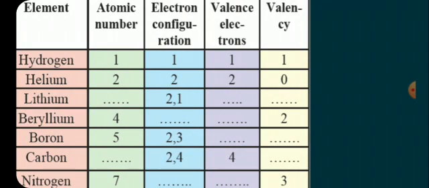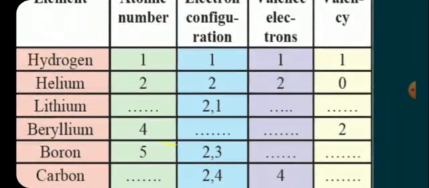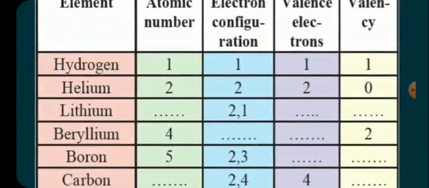Third element is lithium. Its electronic configuration is 2, 1. So what will be the atomic number of lithium? 3. Valence electrons means the electron which is present in the outermost orbit. So 1 is the valence electron and therefore valency of lithium will be 1.